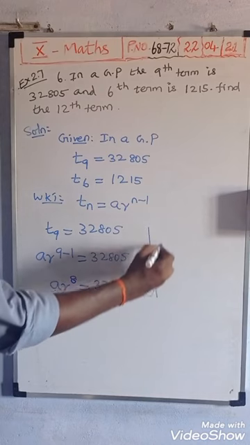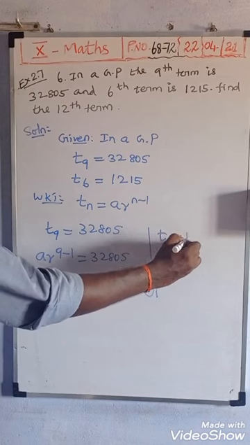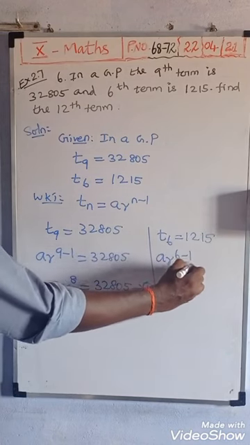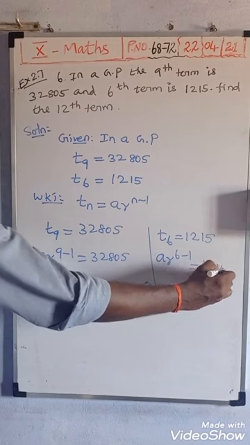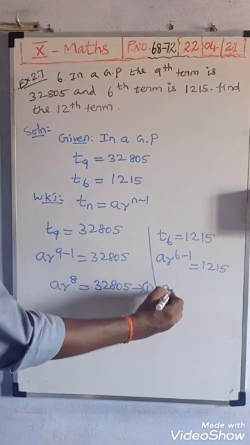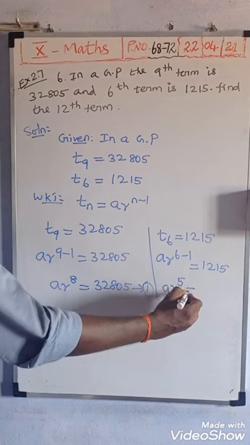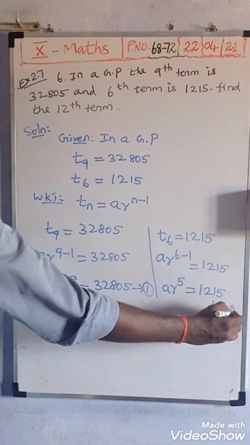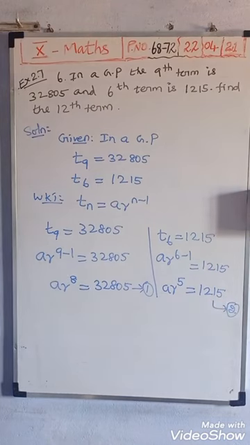Okay. Next, T6 is equal to 1215. So a r to the power 6 minus 1 is equal to 1215. On the left hand side we apply the formula. Now a r power 5, 6 minus 1, 5, equal to 1215. Keep this as equation 2. Okay, this is equation 1 and this is equation 2.